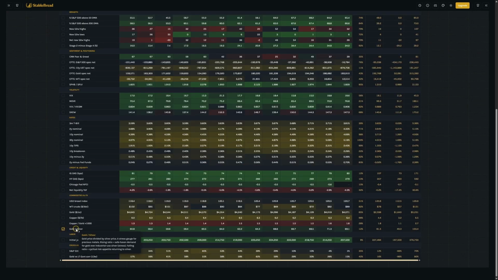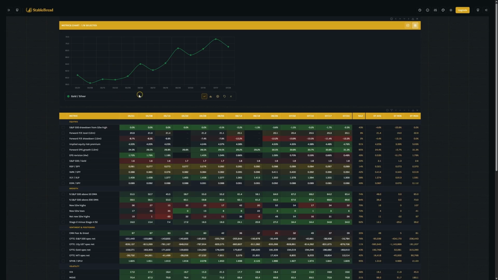Lastly, we have gold over silver, which just measures the stress inside precious metals because gold is purely a safe haven while silver is half industrial. So when the ratio is climbing, people specifically want safety, and when it falls, risk appetite is coming back.